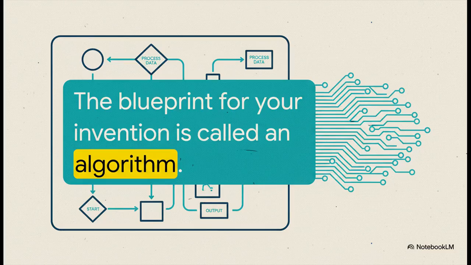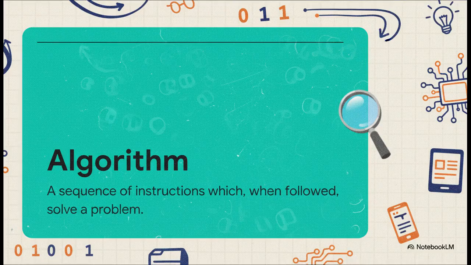Now, in the world of software and apps, this blueprint has a very specific name. We're not talking about a rough sketch on a napkin here. We're talking about a detailed step-by-step set of instructions, and it's called an algorithm. I know, the word algorithm can sound a little intimidating, but honestly, it's just a fancy term for a recipe. That's it. It's a precise sequence of actions that, if you follow them perfectly, will get you to your goal and solve the exact problem you set out to fix.